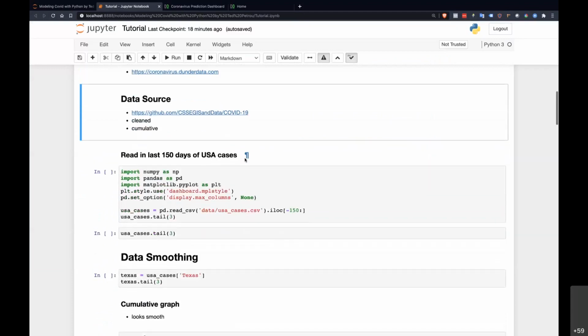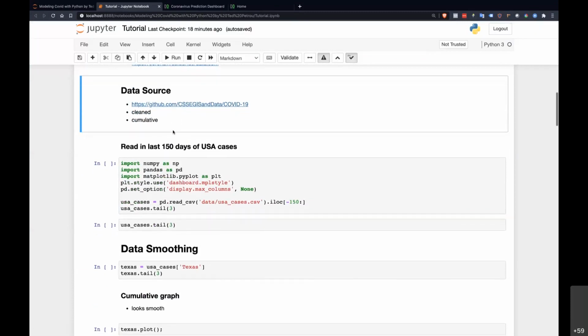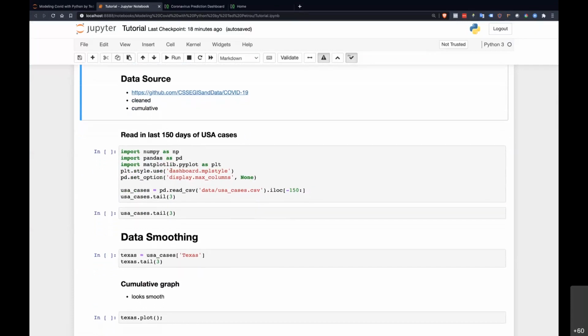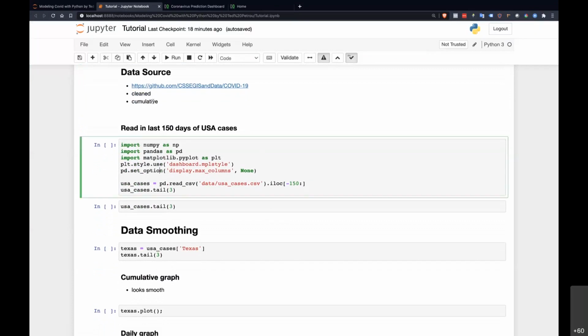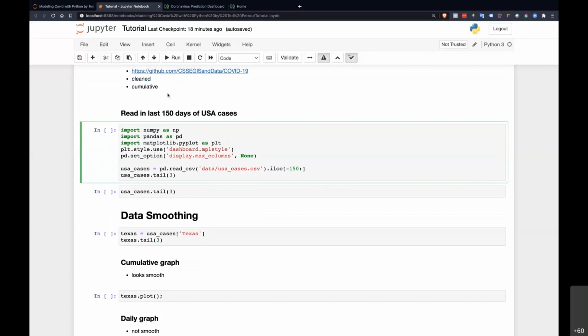Okay, so let's move on. The data is from the Johns Hopkins GitHub repository, which you can click on here. I'm not actually going to talk about reading in the data and cleaning it. I want to get to the modeling part. The data that I've given you has already been cleaned, and we're going to begin with looking at the cumulative data.